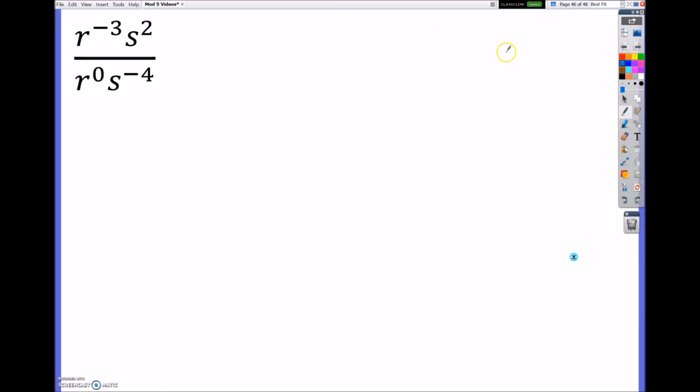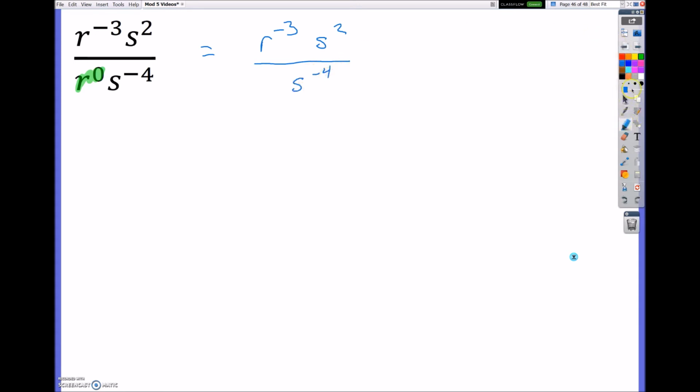Now looking at this one, I'm going to look at combining lots of rules: negative exponents, things to the zero power, and so on and so forth. So the first thing that I notice is I have this r to the zero power. Now remember, anytime I have anything to the zero power, that turns to just 1. So now currently I have r to the -3rd power, s to the second, all over s to the -4th.